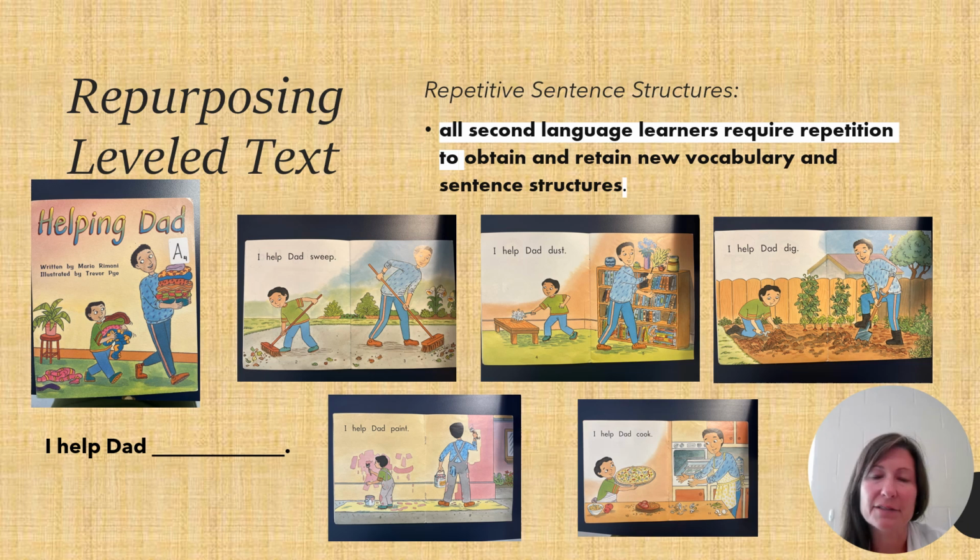There is strong text to picture matching on these pages, so this aids with vocabulary development and helps reinforce the language. An extension activity would be to then have the students write their own mini book of chores that they help with. They could even change the sentence to include other people that they help with chores. For example, I help Mom, or I help my brother, or I help my friend, or I help my teacher. So there are very many extension activities that could be used with this text.